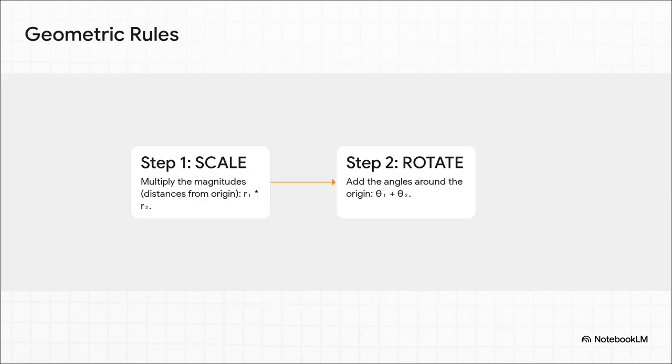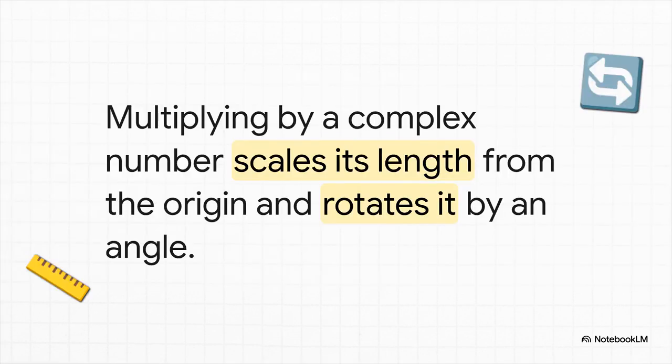Let me break it down. It's a two-step process. First, you scale. You take the number's distance from the center of the map and you stretch or shrink it. Second, you rotate. You swing that number around the center by a certain angle. That's it. Scale and rotate. So you can actually picture it happening.